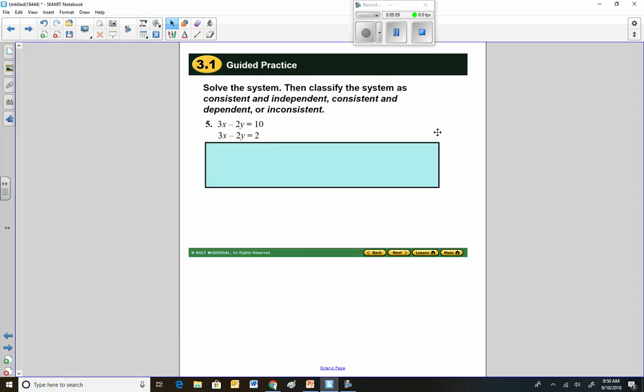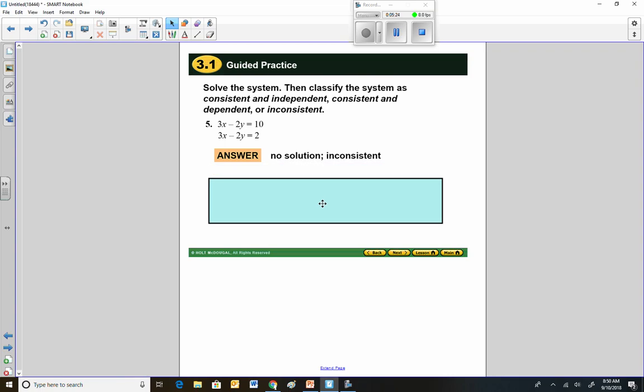Now, you guys give it a try. Graph these two lines, and then let me know if they're consistent independent, consistent dependent, or inconsistent. Pause your video, give it a try. All right, I expect to see those graphs, but guess what? There's no solution. They're inconsistent. They are parallel lines.